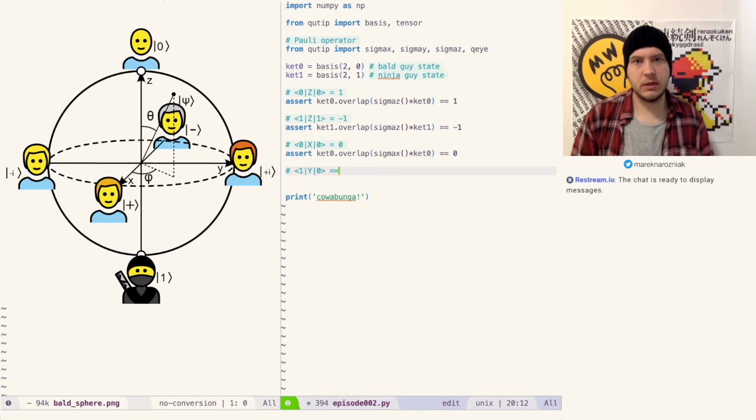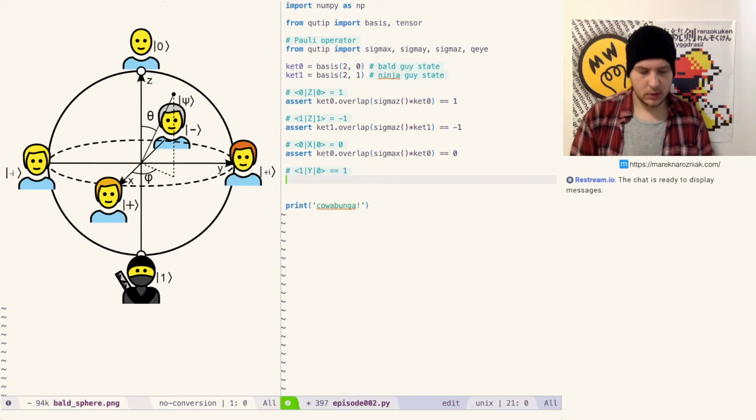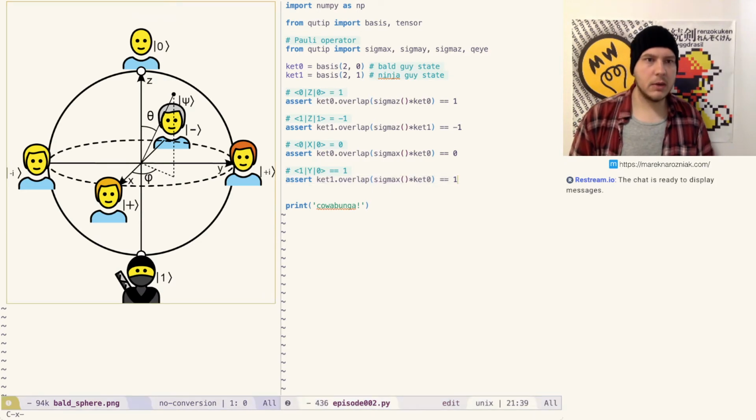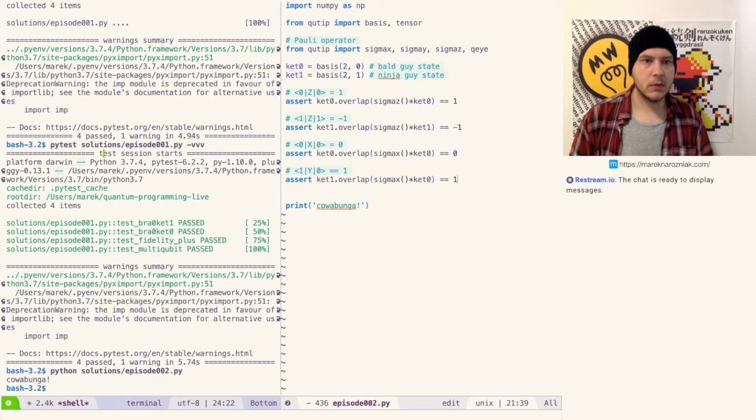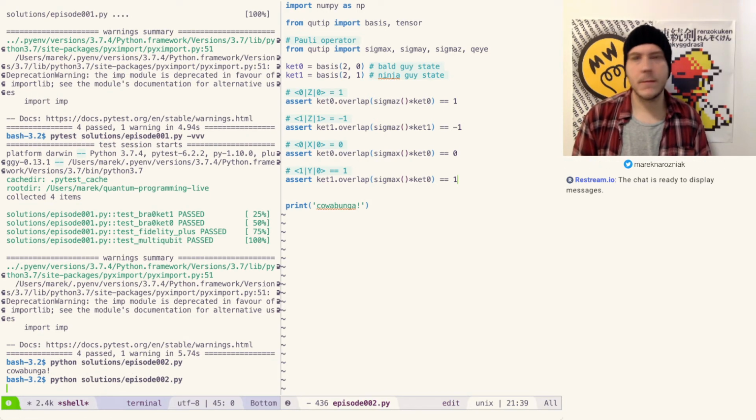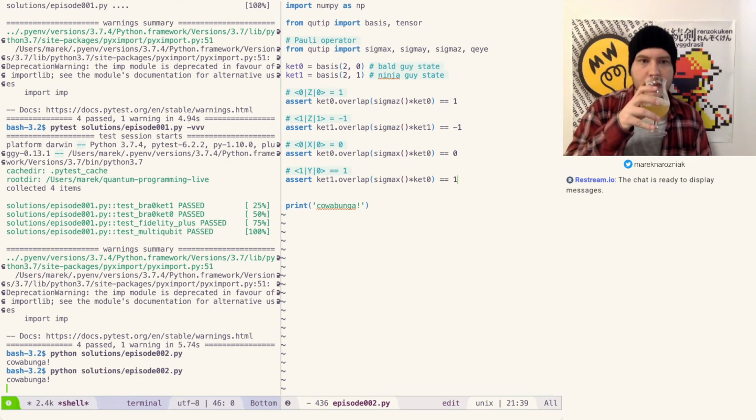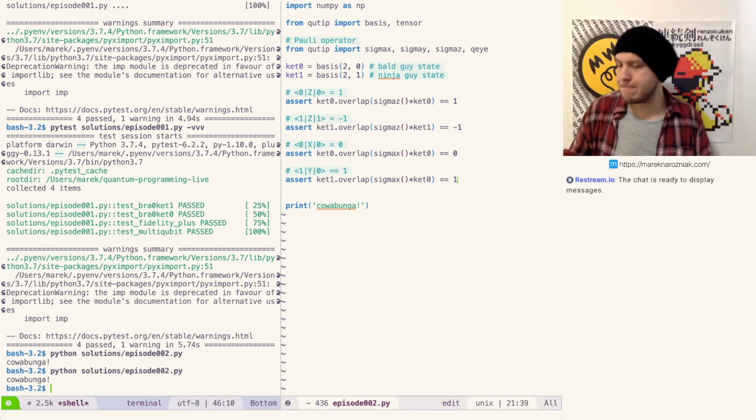This should be 1. Okay, let's do it. No, overlap sigma x acting on ket 0. That's 1, not 21, it's 1. Okay, let's get back to our shell and run it again. Nice. Okay, Kawabanga. Good. That's perfect.